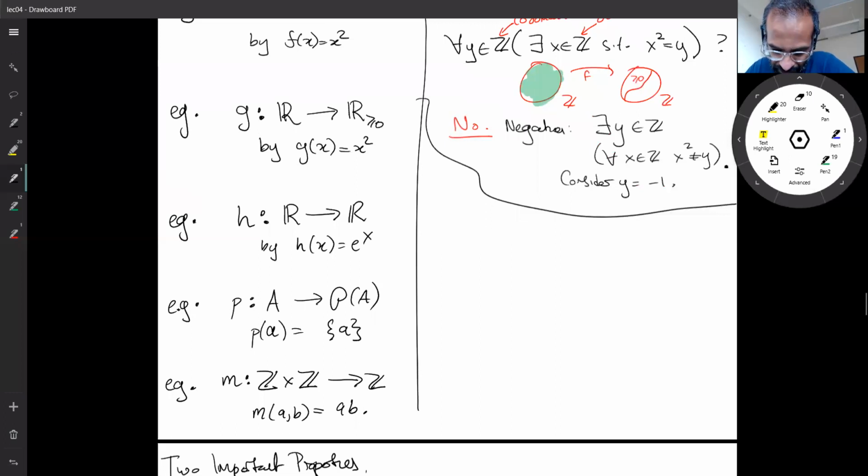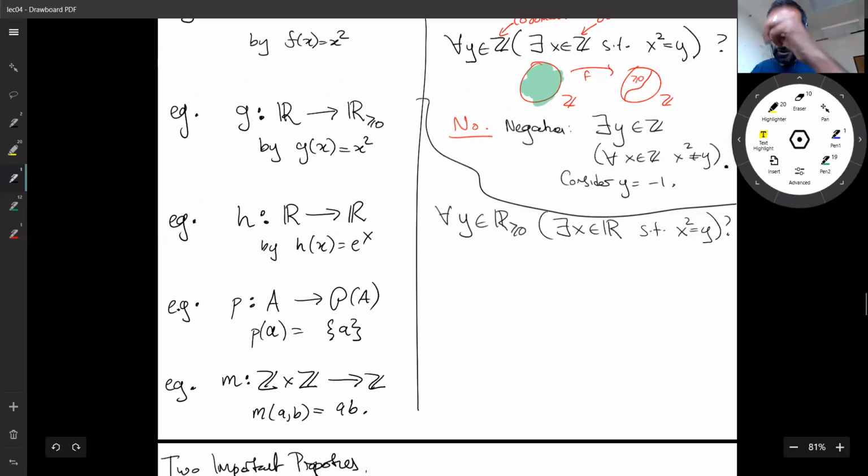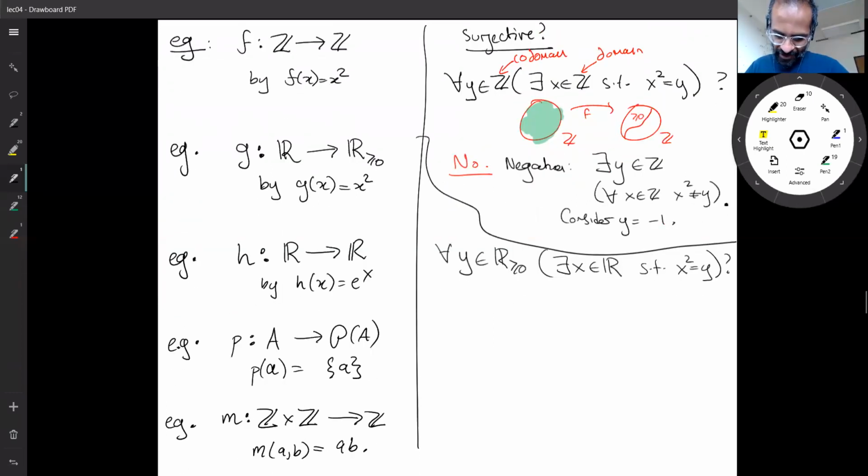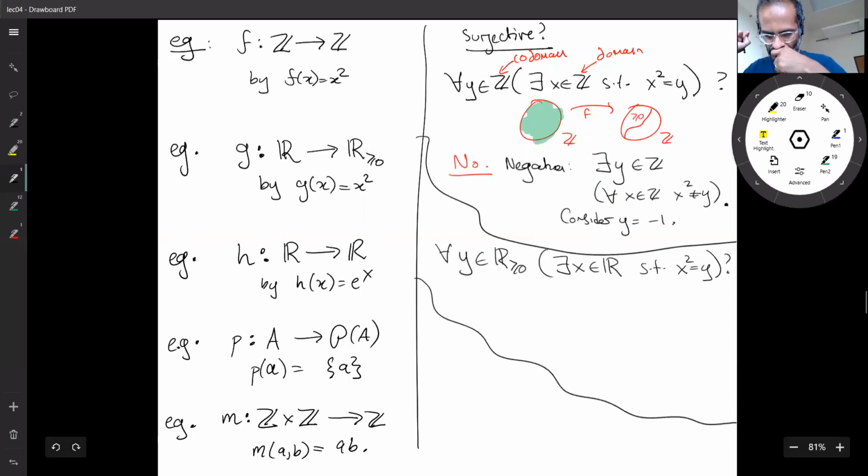So it's the same function, but the domain and codomain are different. So again, we're asking the same question. Is it true that for every y in the non-negative reals, there exists some x in the reals such that x squared equals y? Is that true? This is now the second example. Yes, right? Why? Because we can always take the square root of a positive number. Yeah, exactly. So this is yes.